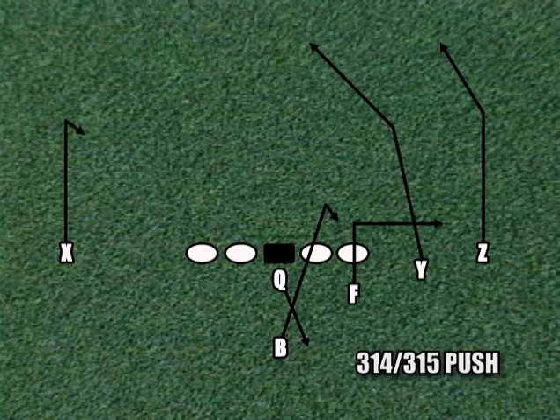The second play action I'll show you here is 314 or 315 push. Push stands for double post. This has been a really good route for us, and it's good against one safety or two safeties. What we tell our wide receiver versus one or two safeties, he's going to try to cross the safety nearest him.